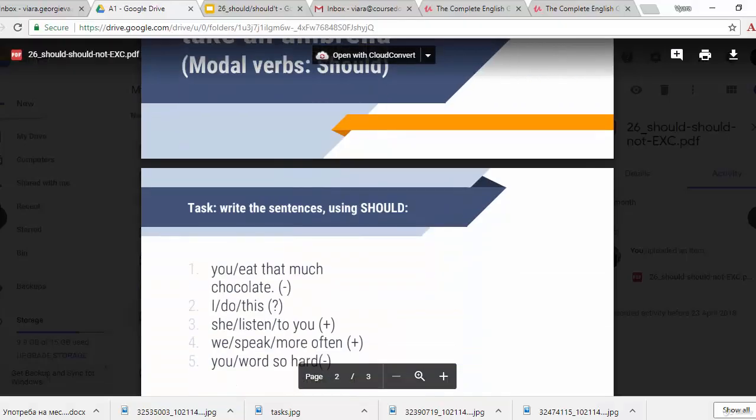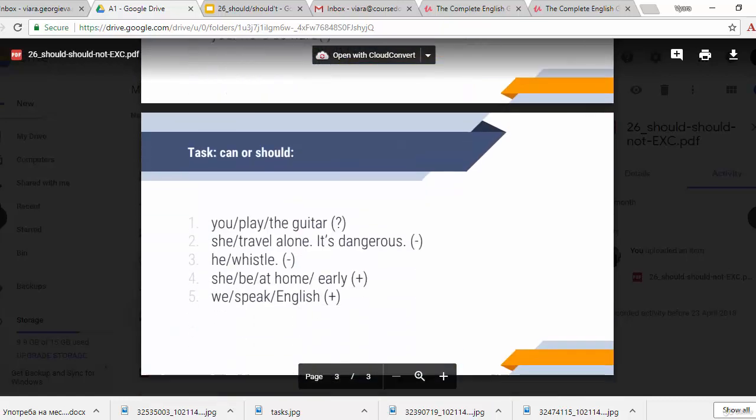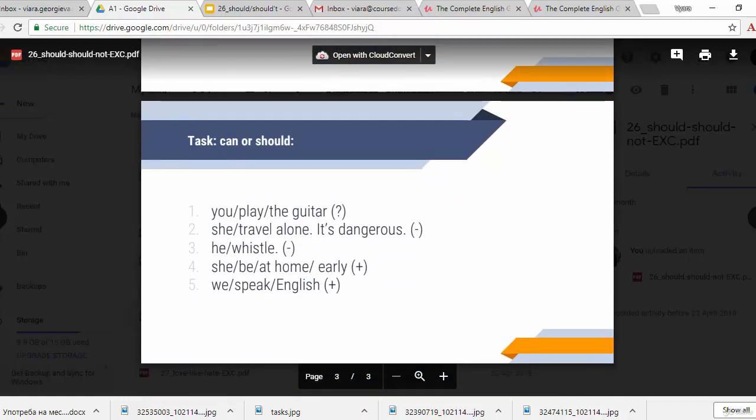Okay. The first exercise, you need to write sentences using should. Of course, I advise you, again, to write all kinds of sentences. For example, for number 1, please write down the positive, the negative, and the question, and we'll check them this way. The second exercise, you need to choose between the two modal verbs that you know, can and should.